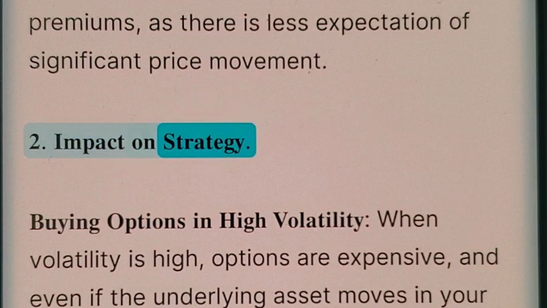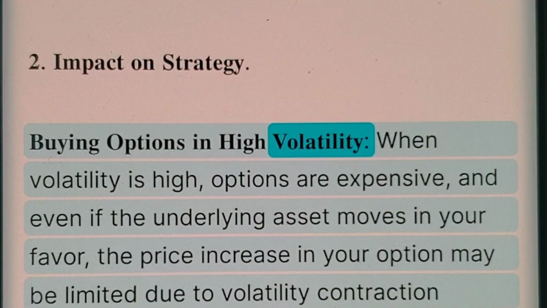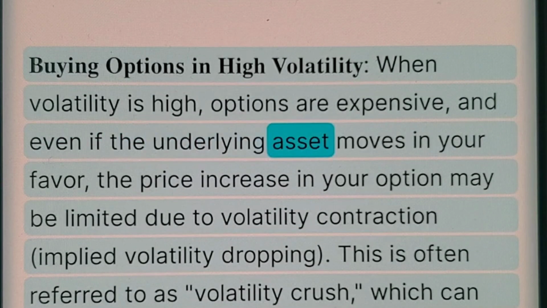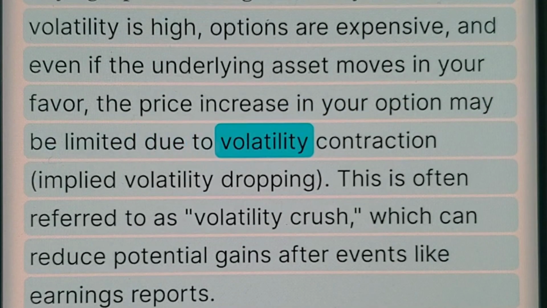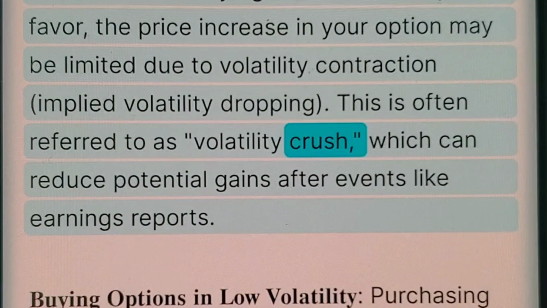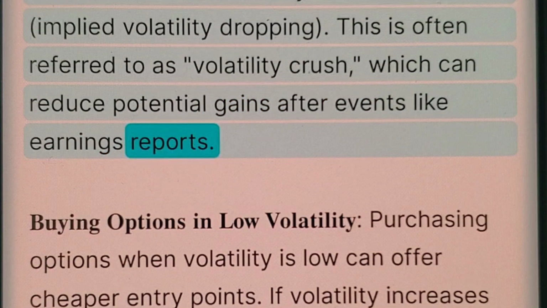2. Impact on strategy. Buying options in high volatility. When volatility is high, options are expensive, and even if the underlying asset moves in your favor, the price increase in your option may be limited due to volatility contraction, implied volatility dropping. This is often referred to as volatility crush, which can reduce potential gains after events like earnings reports.